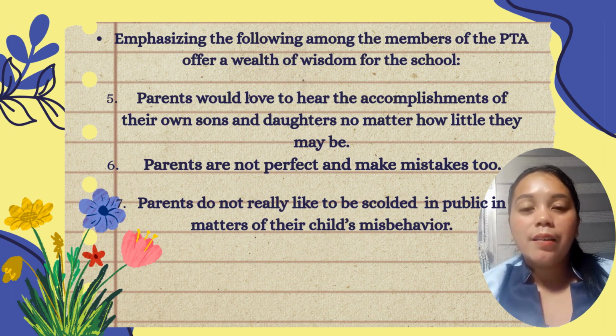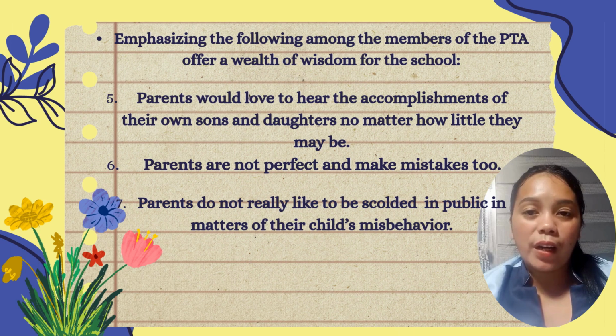Number 6, parents are not perfect and make mistakes too. So nobody's perfect. Everyone can make mistakes too, and the teacher should understand. For example, if a parent accidentally forgets to send their child's homework, instead of criticizing, the teacher talks kindly with the parents about this matter.